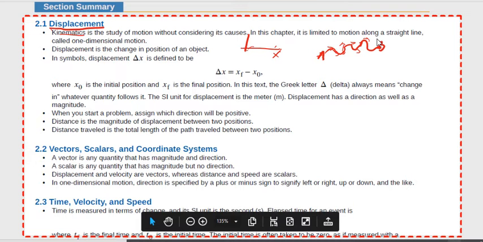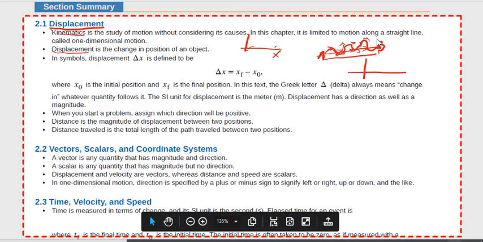But if you draw a straight line between these two points, we see we have only one direction. So the shortest distance between A and B is called displacement. So this is the definition of displacement.